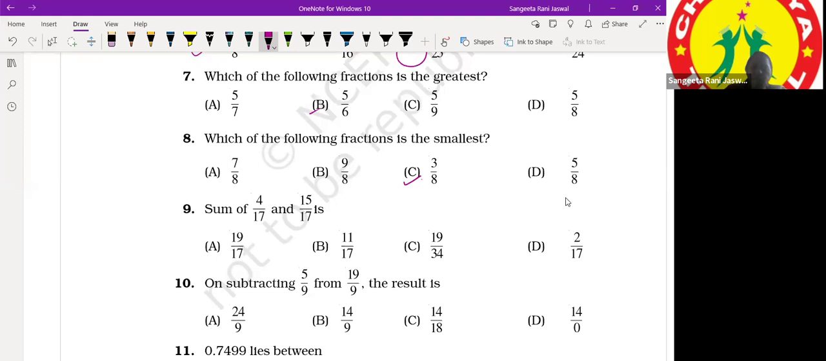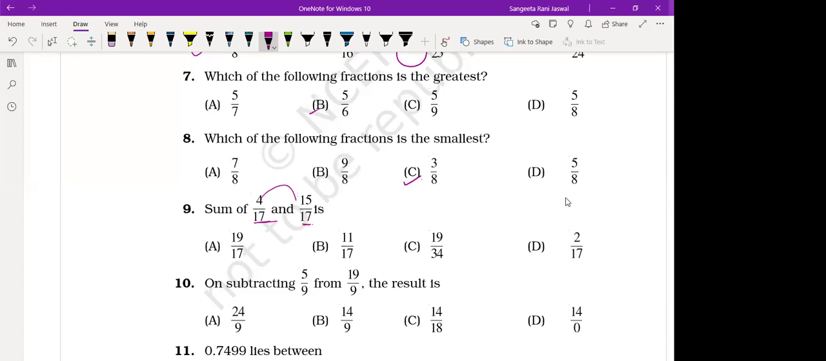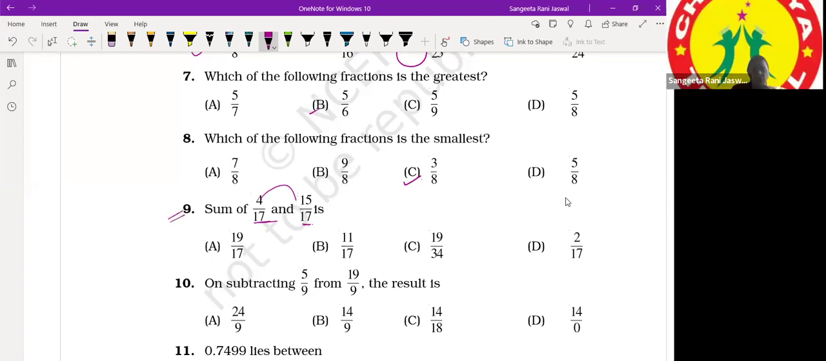Okay, then now the sum of these two. Here you can see the denominators of both these numbers are the same, so you will add only the numerators. When the denominators are the same, you add only the numerators. So what will be your answer? Yes, Adya, tell me. 19 by 17, ma'am. Okay, good.